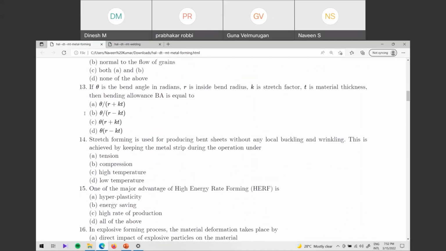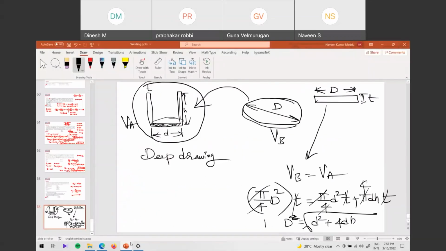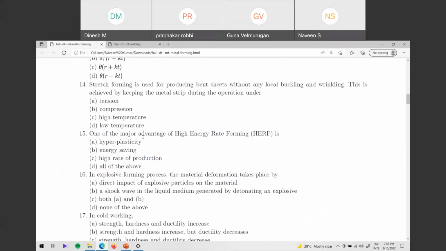Next is 13th one. What is the answer for 13th one? Yes. Obviously, answer is C. I have told you the formula. If you remember, the bend allowance BA is equal to theta into R, this is your bend, plus KT. Plus KT. Right? Answer is C. You have seen that. Good. Next.